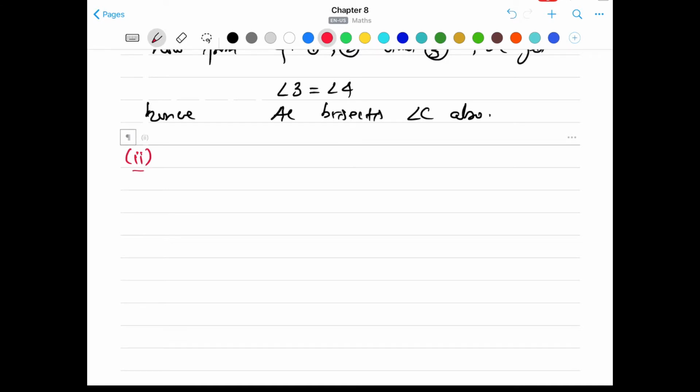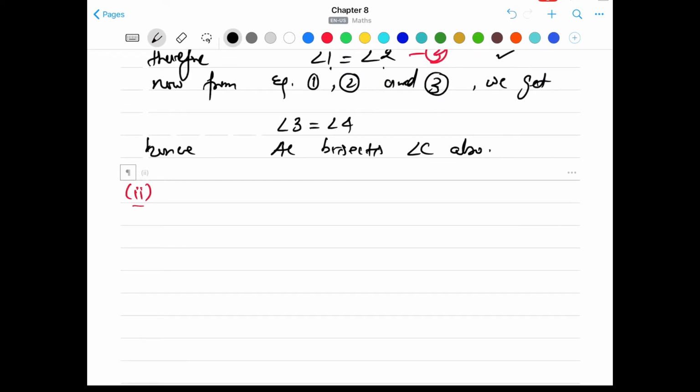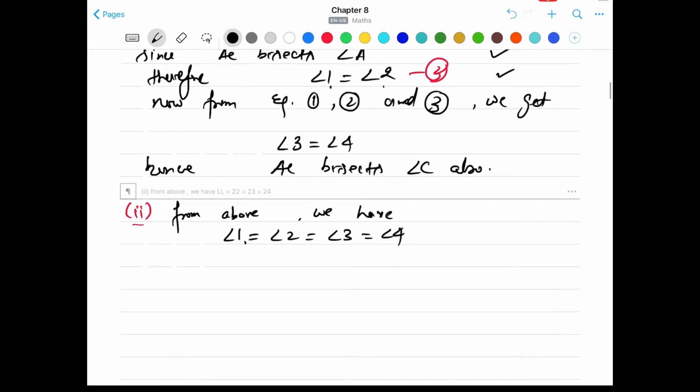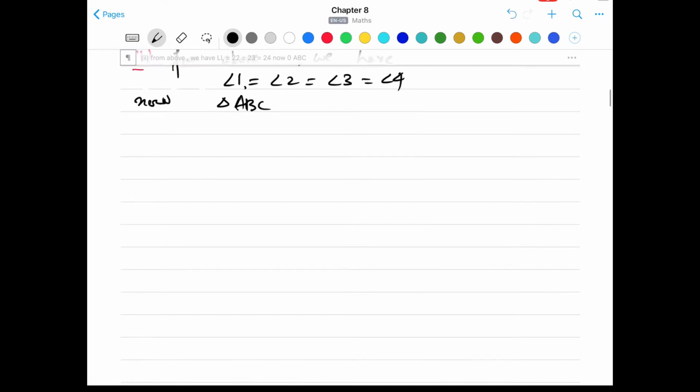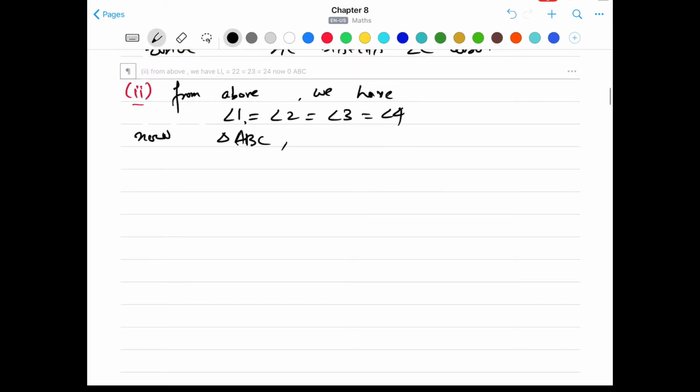Okay, so in this, from above we have that angle 1 is equal to angle 2 is equal to angle 3 is equal to angle 4. Okay, that means all four angles of this given parallelogram are equal. Okay, so start now. In triangle ABC, you can see this triangle, in this triangle ABC, angle 1 is equal to angle 4, angle 1 is equal to angle 4 from here.